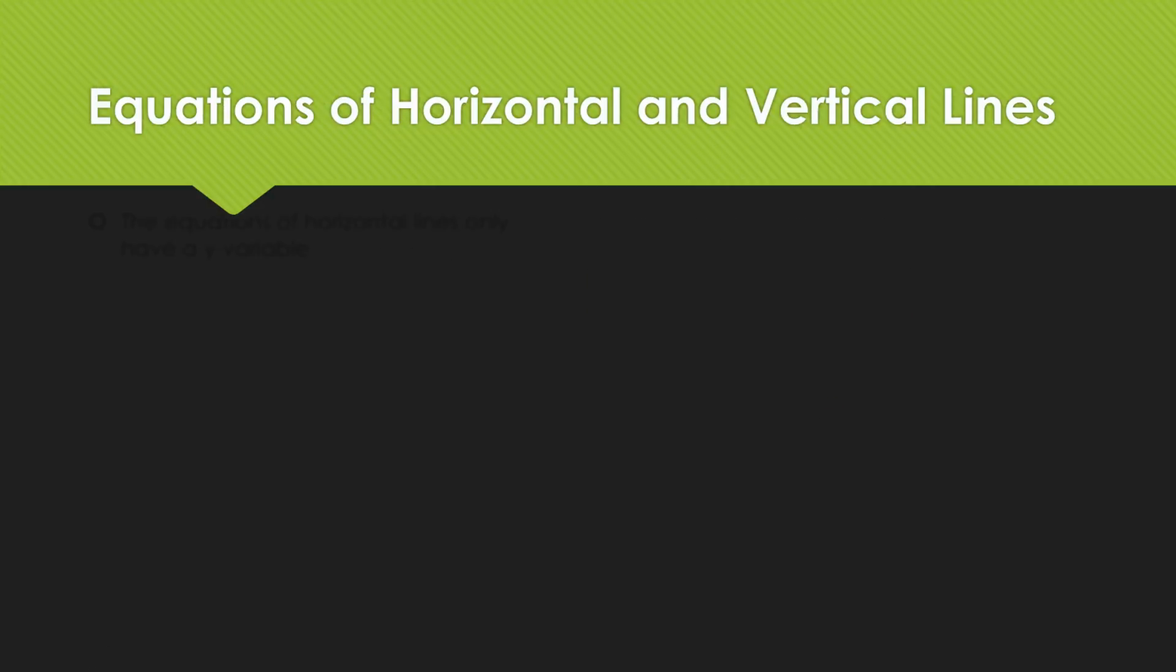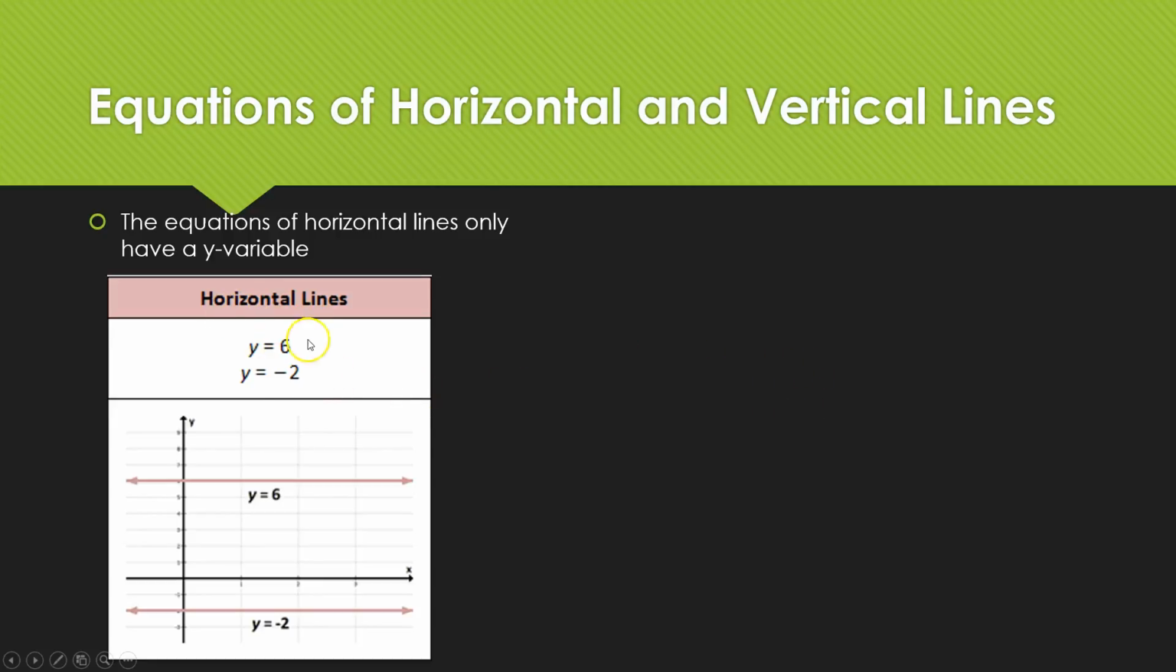The equations of vertical and horizontal lines are always going to be a little unique. The equation of horizontal lines only has a y in it, so they don't have an x at all. The equations of these two horizontal lines were y equals 6 and y equals -2. So again, they're flat, parallel with the ground.